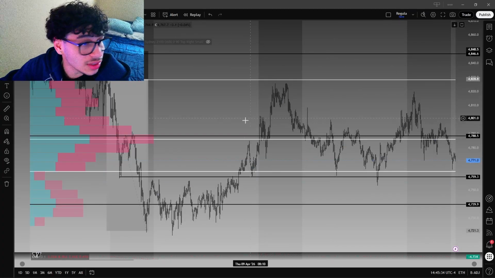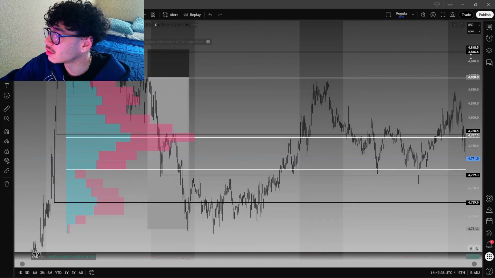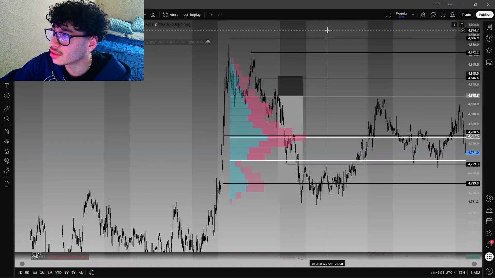Like the one I was teaching with VWAP, when you see it bouncing off that top or bottom band over and over again, creating a trend.